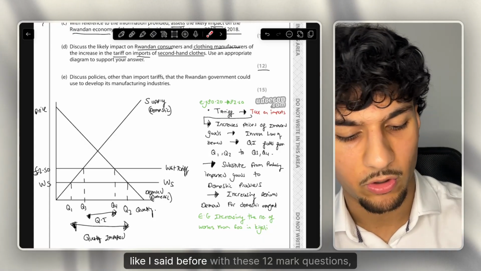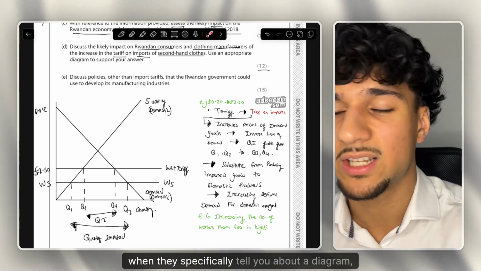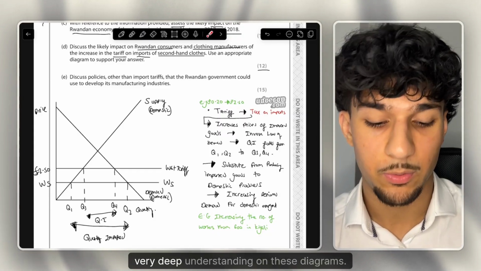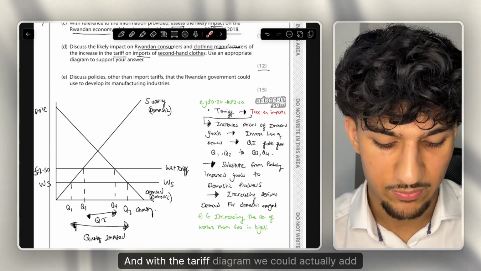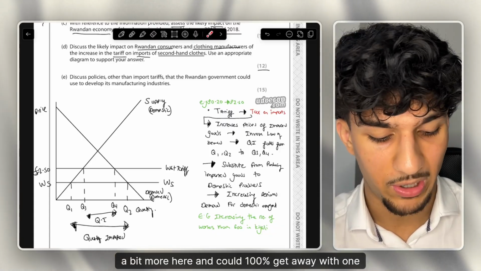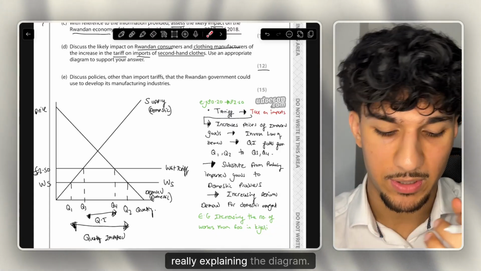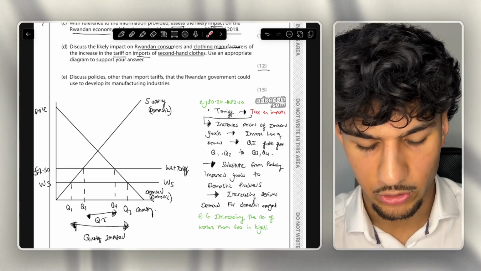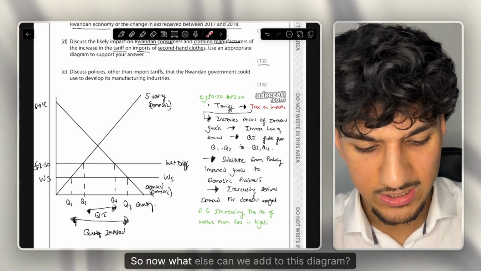But now, like I said before, with these 12-mark questions, when they specifically tell you about a diagram, you need a lot of diagrammatic analysis, very deep understanding of these diagrams. And with the tariff diagram, we could actually add a bit more here and could 100% get away with one paragraph, really in depth, really explaining the diagram. No need for a second paragraph. Make sure you include your evaluation though. So now, what else can we add to this diagram?